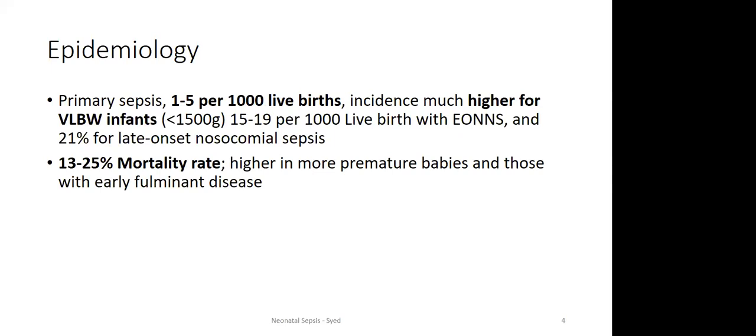So primary sepsis occurred in 1 to 5 per 1,000 live births, especially in very low birth weight infants. When we say very low birth weight, it means less than 1,500 gram. You can clear the difference between extremely low birth weight, very low birth weight, and low birth weight infant. So early onset sepsis and 20% for late onset sepsis. The mortality is 13 to 25%, and it is higher in premature babies.